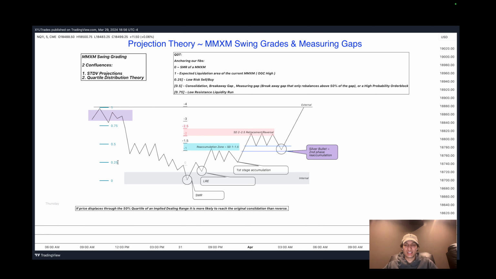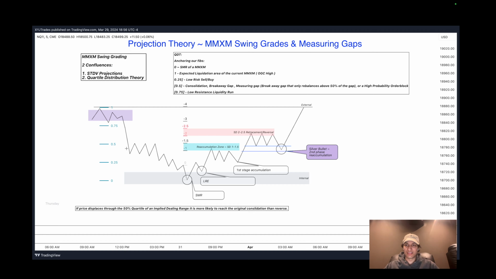Now, in between the 0.25 and the 50% mark or the equilibrium, what we can expect to see is one of several things. Either a consolidation in the market, a breakaway gap or measuring gap, or a high probability order block. Often there's a combination of several of these things. So let's quickly touch on what a breakaway gap is.